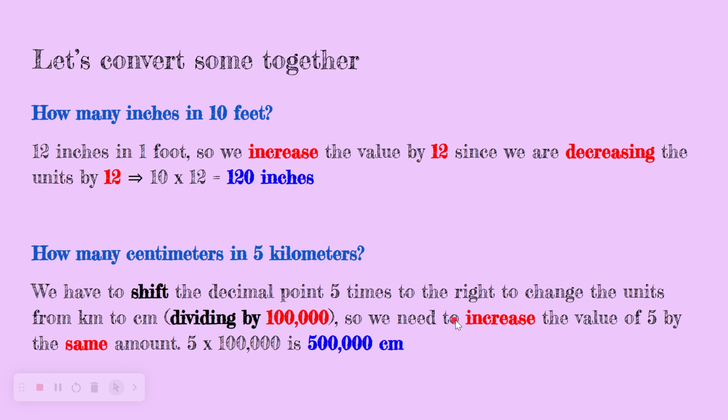How many inches are in 10 feet? 12 inches are in 1 foot, so we increase the value by 12 since we are decreasing the units by 12. So we're going from 10 times 12, 120 inches. How many centimeters are in 5 kilometers? We have to shift the decimal point 5 times to the right to change the units from kilometers to centimeters, which is equivalent to multiplying by 100,000. So that means that we need to increase the value of 5 by the same amount. 5 times 100,000 is 500,000 centimeters. So there are 500,000 centimeters in 5 kilometers. And there are 120 inches in 10 feet.